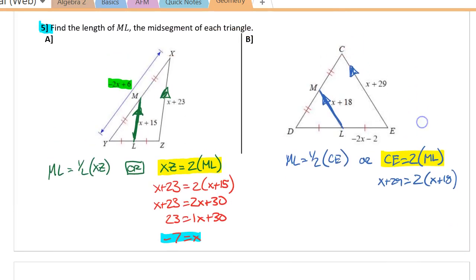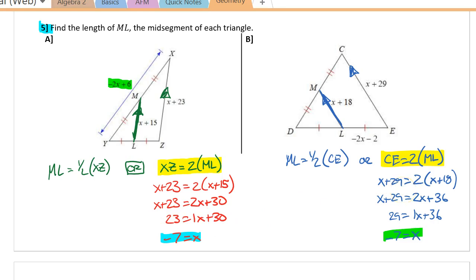So again, one equation, one variable, I can go ahead and solve this. X plus 29 equals 2X plus 36. Subtract an X, 29 equals 1X plus 36. Subtract the 36, and I get again X equals negative 7. Now, that's how I find the missing value of X.